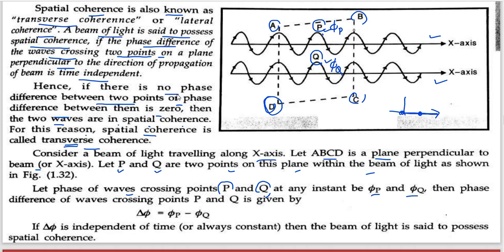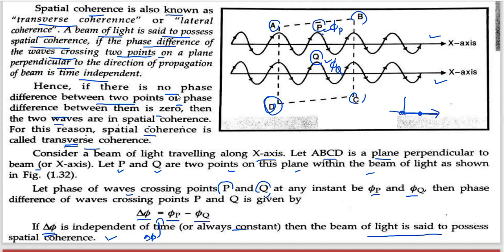So the difference between these two is delta phi equal to phi P minus phi Q. If delta phi is independent of time, it is always constant, then the beam of light is said to possess spatial coherence. If delta phi is independent of time, that means delta phi remains constant with time. Delta phi is the phase difference between these two points. If it remains constant, then we can say that they have spatial coherence.